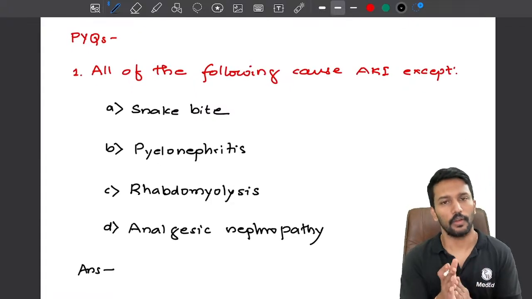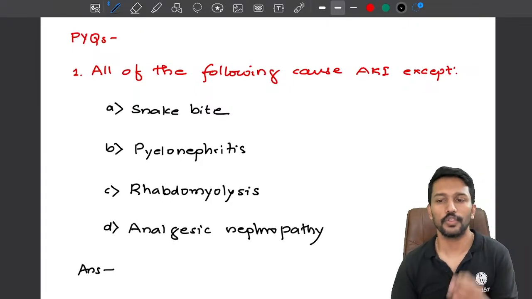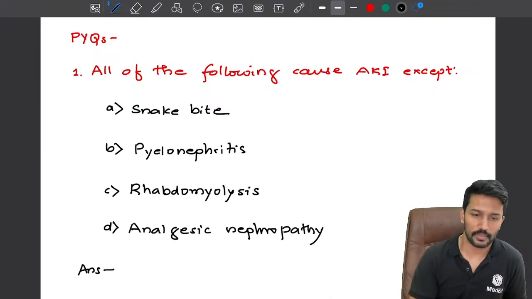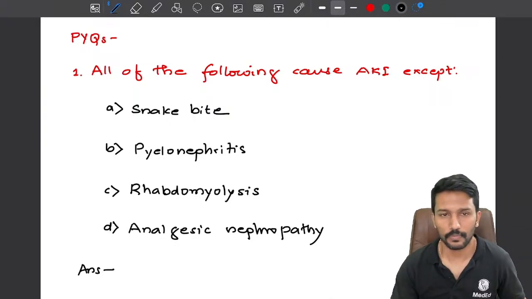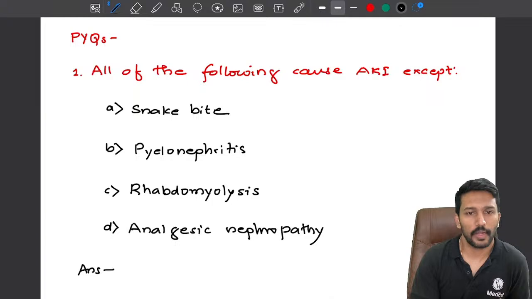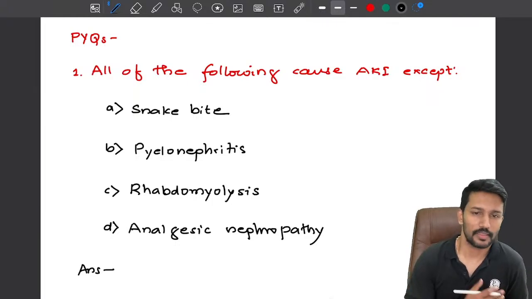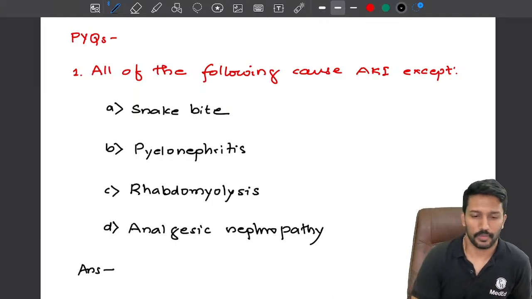Here is PYQ number 1. All of the following are causes of acute kidney injury except, right? I will wait for you to answer. Which of them is not a cause of acute kidney injury? Snake bite, pyelonephritis, rhabdomyolysis, analgesic nephropathy.